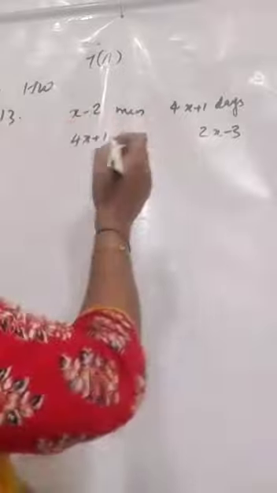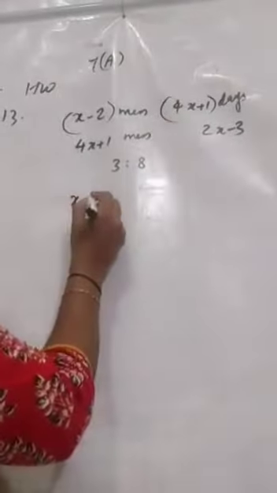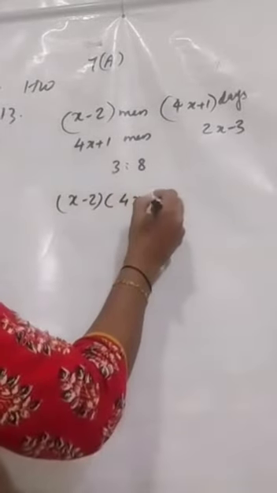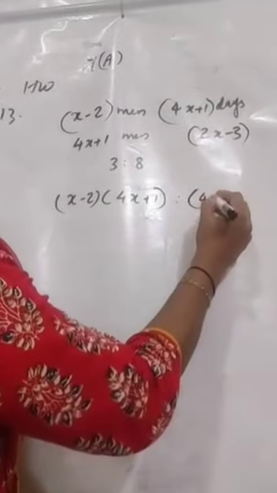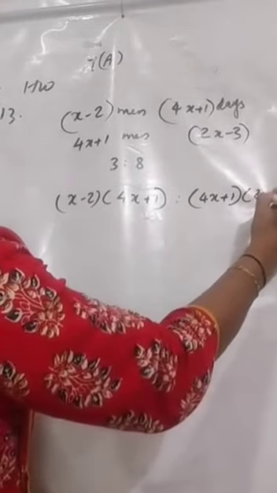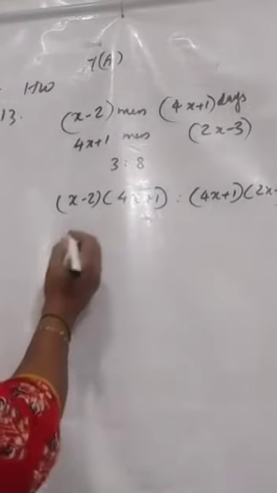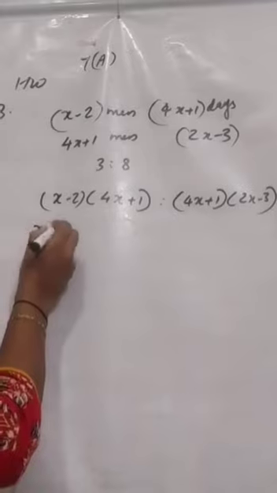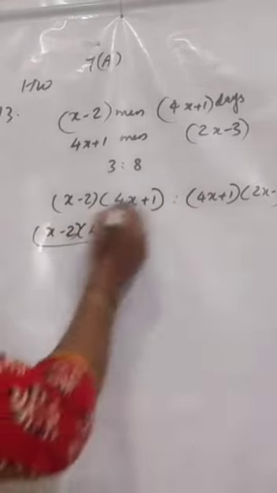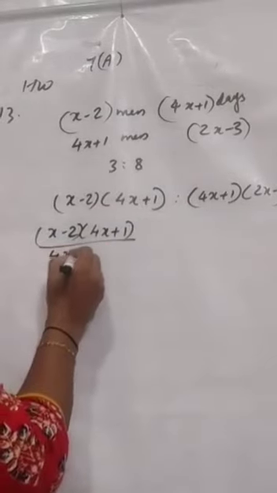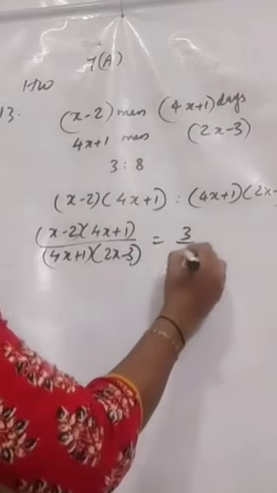Here you can find out the total work done as number of men into number of days. That is x minus 2 into 4x plus 1. Here also total work done is 4x plus 1 into 2x minus 3, which gives the ratio 3 is to 8. Let us simplify this. x minus 2 into 4x plus 1 divided by, the ratio can be written in fraction form, 4x plus 1 into 2x minus 3 gives 3 by 8.